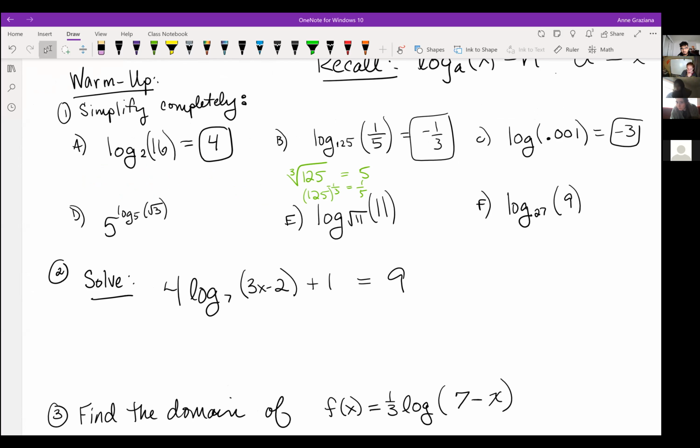How about Andrew? What do you think this is, Andrew? Well, wouldn't it just be, because there's the 5 and then the log 5, wouldn't it just equal square root of 3? Yes, that is correct. Okay. So what's the power that goes on 5 to give you square root of 3? Well, that's it. It comes out to be square root of 3. Okay, so when these bases are the same, then you get what's inside the parentheses.